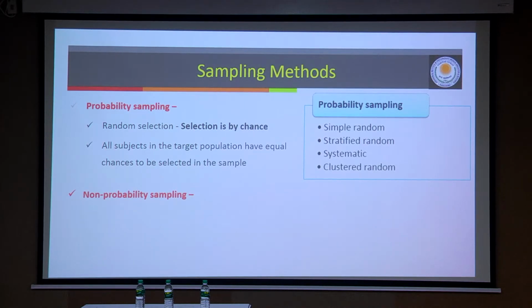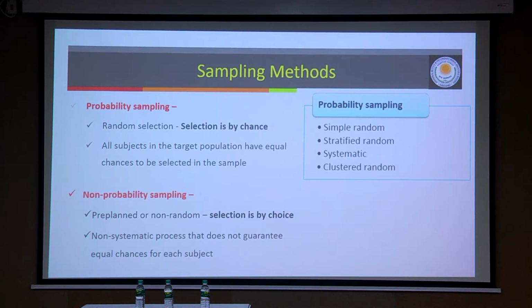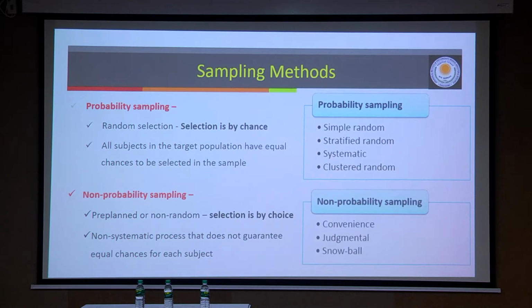Similarly, non-probability sampling. What I mean by non-probability sampling is it is a non-random selection, or the selection is by choice. I decide. The participants don't have the right. I can say that I pick that row first patient, this row first patient, like that I will pick. So that is totally a pre-planned one. It is a non-systematic process and does not carry equal chance for the subjects. This can also be divided into convenient sampling, judgmental sampling and snowball sampling.